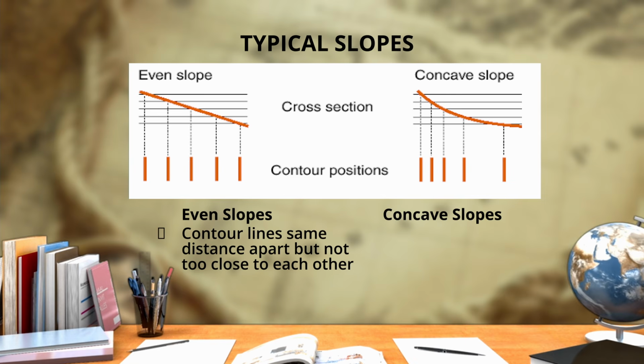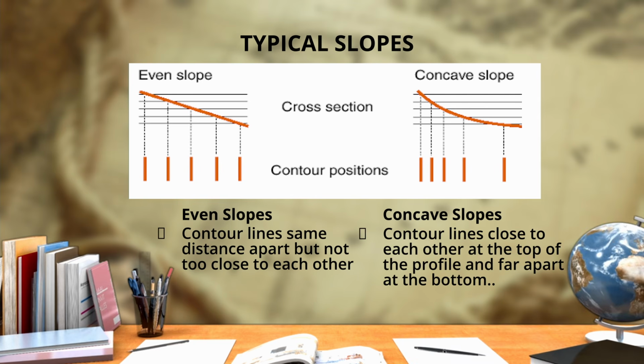Then we have a concave slope. A concave slope is when contour lines are closer to each other at the top of the profile and they are far apart at the bottom of the profile. In a map, you should look at contour lines closer to each other at bigger numbers, and those lines with smaller numbers are far from each other.